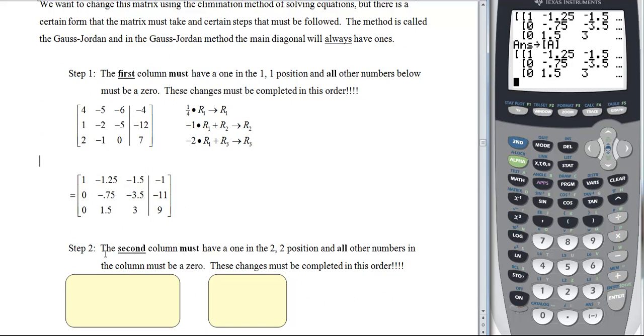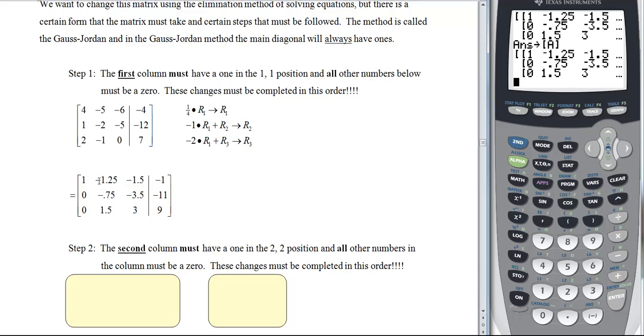Now, second step. Notice the first step is referring to first column, first row. Second step is going to be about second column and second row. So the second column must have a 1 in the 2, 2 position. That's where this value is right here. And all other numbers in the column must be 0. These changes have to be completed in this order.